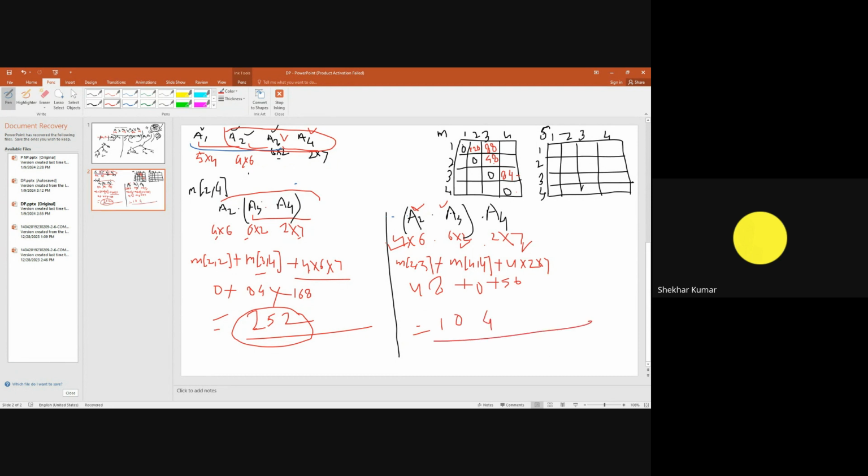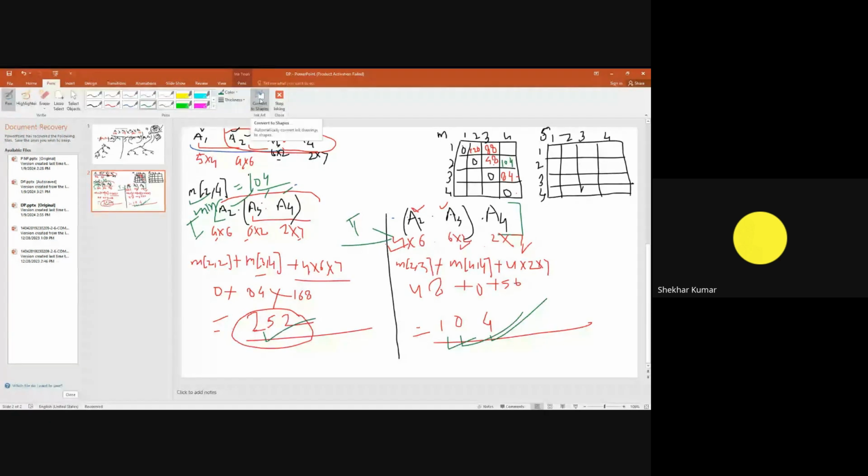So by multiplying these three matrices A2, A3 and A4, if I use the first approach, the cost is 252. If I use the second approach, the cost is 104. Now I check which has the minimum value. The minimum value is 104. So I write this value in M[2,4]; the value will be 104 because it is the minimum cost.